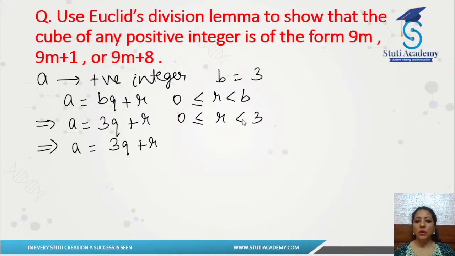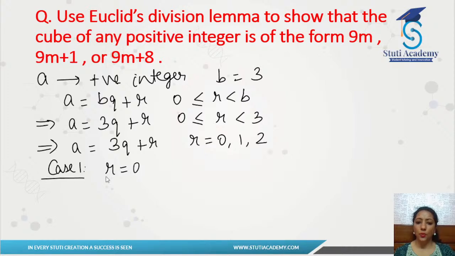Now this 0 less than or equal to r less than 3 means r can take the value 0, it can take value 1, it can take value 2. Please notice r cannot be 3 because r is strictly less than 3. So we cannot take r is equal to 3 in this case. Now as we did yesterday, we are going to do the same here. We'll take case 1 when r is equal to 0.